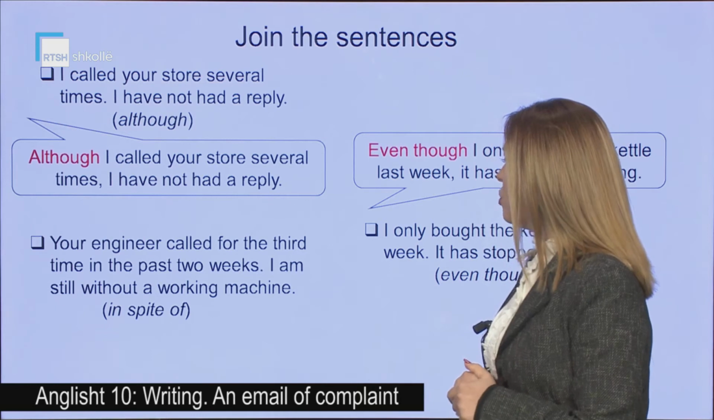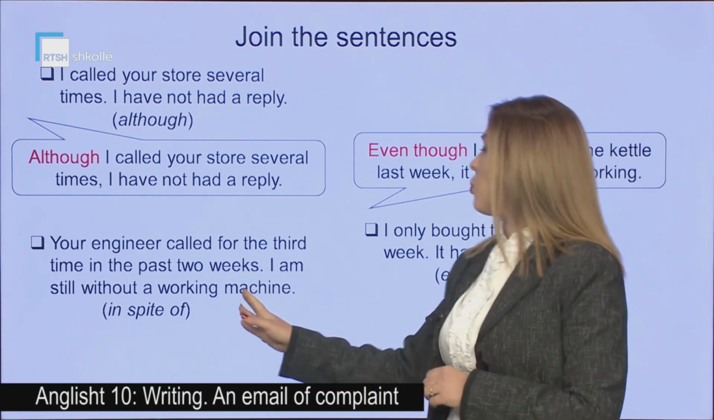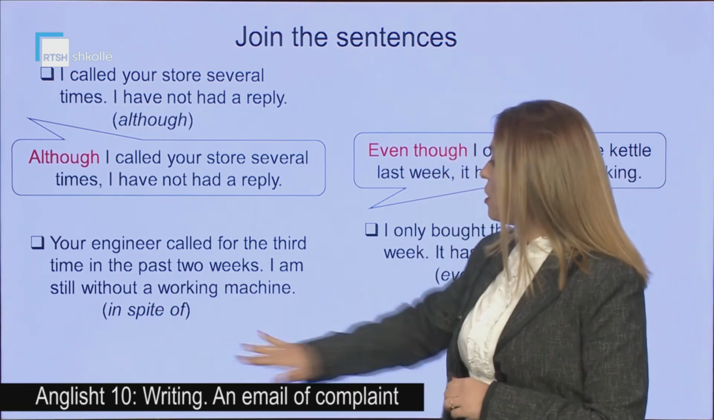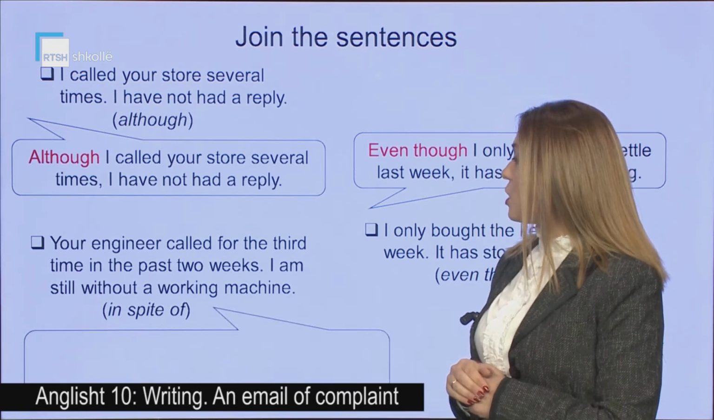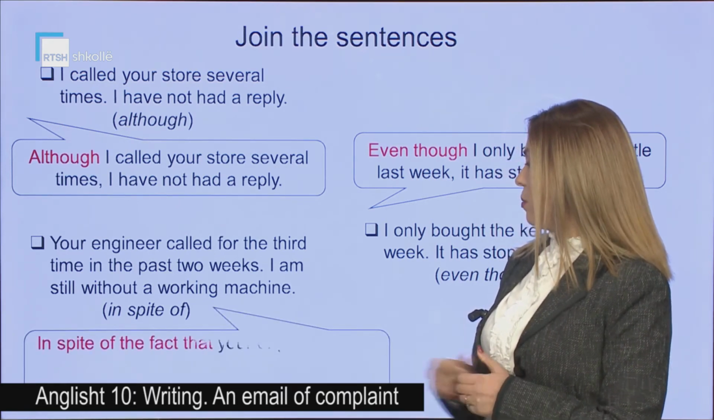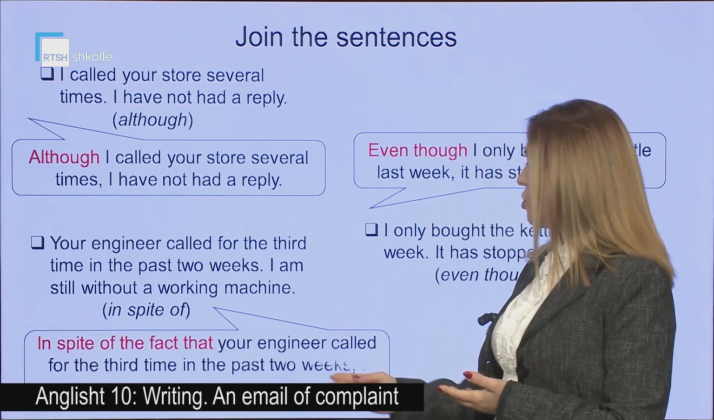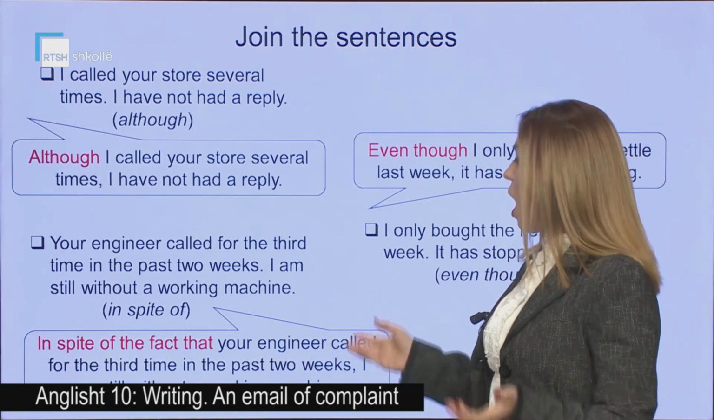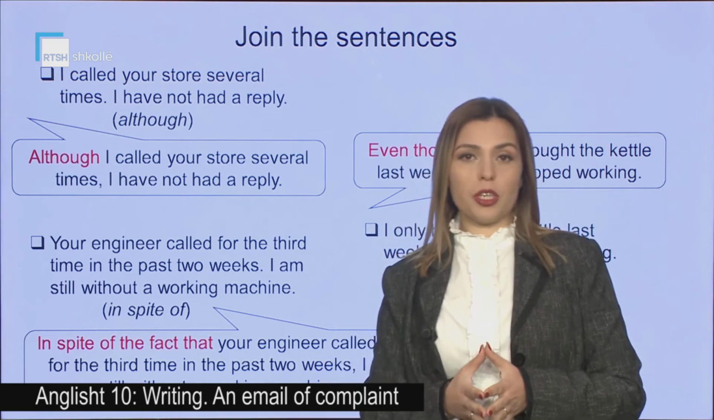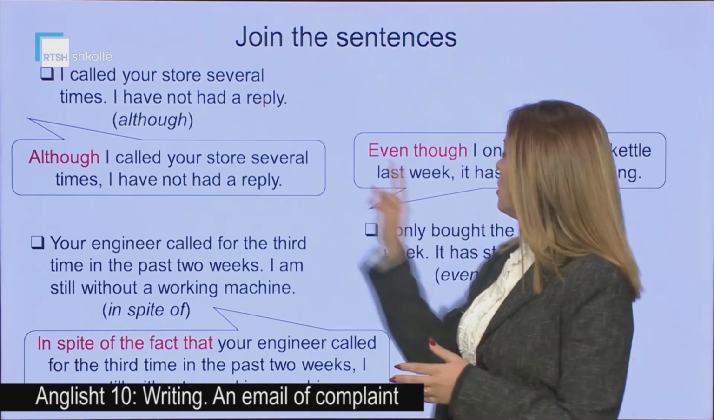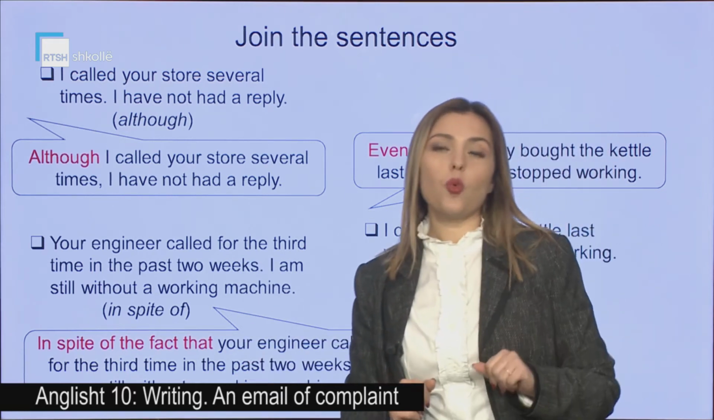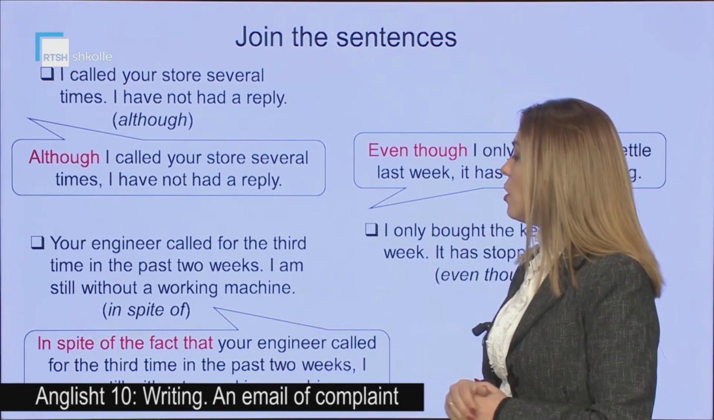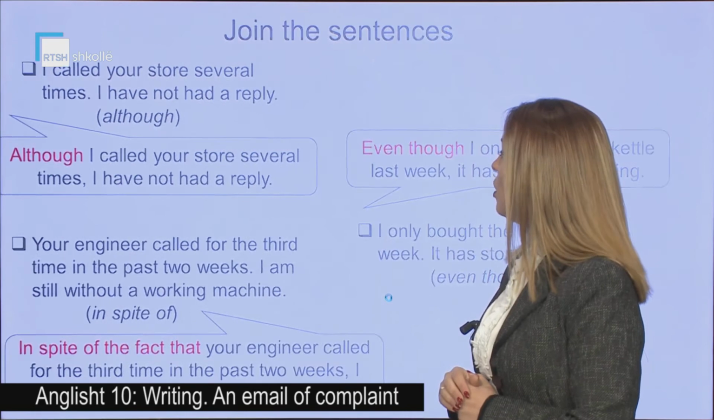The third one, your engineer called for the third time in the past 2 weeks. I am still without a working machine. So we have this now linking word: in spite of the fact that your engineer called for the third time in the past 2 weeks, I am still without a working machine. So we are linking the two sentences together in just one sentence using linking words like although, even though, or in spite of. Let's move on.